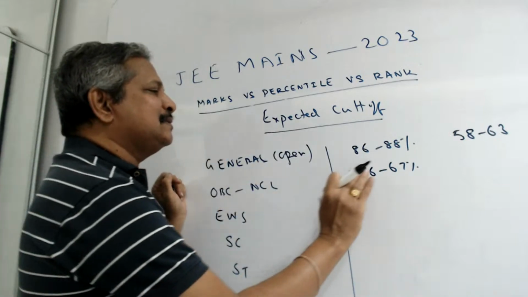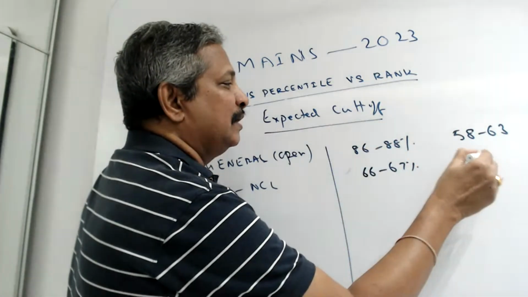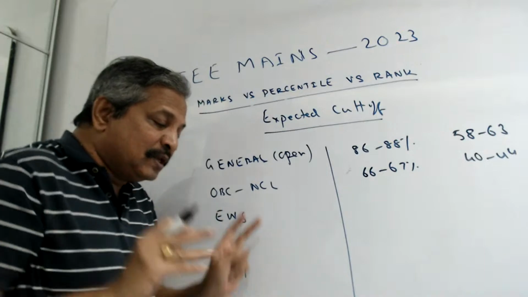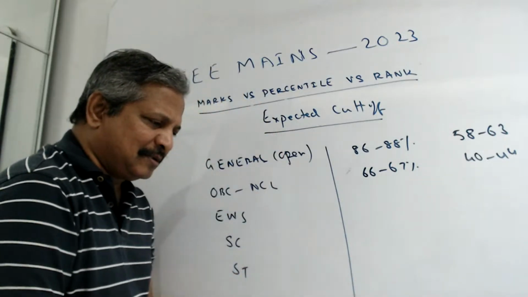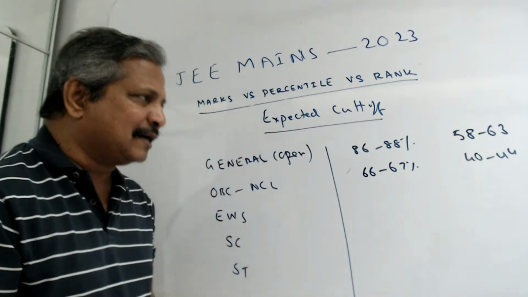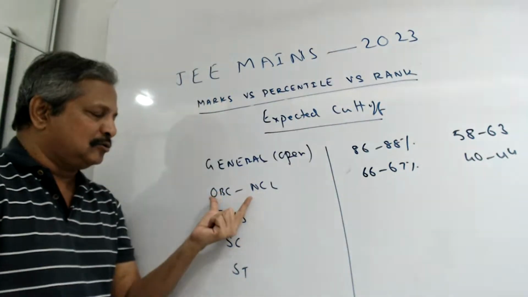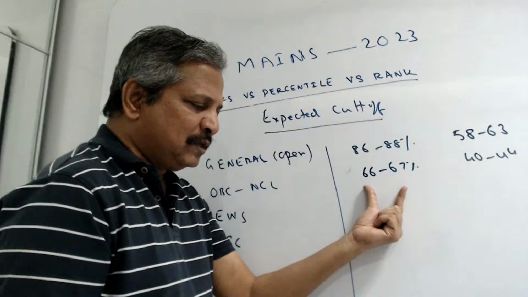So for OBC NCL, if you get 66 to 67 percentile, it indicates that you will get 40 to 44 marks out of 300, because maths is 100 marks, physics 100 marks, chemistry 100 marks. If you get 40 to 44 marks out of 300, you will be qualified. If you belong to OBC NCL, backward class non-creamy layer, you are eligible to write the advanced examination.